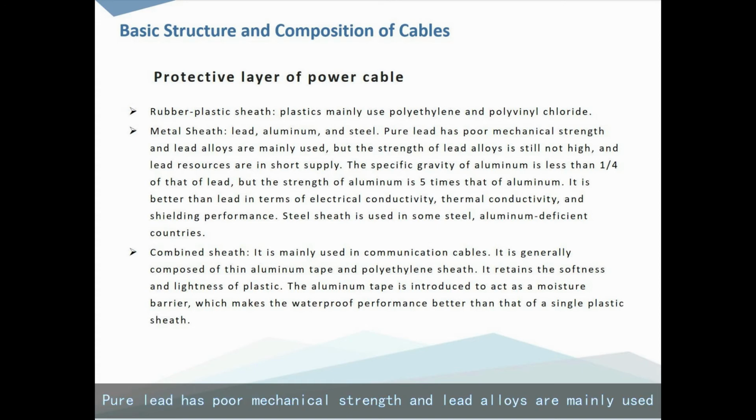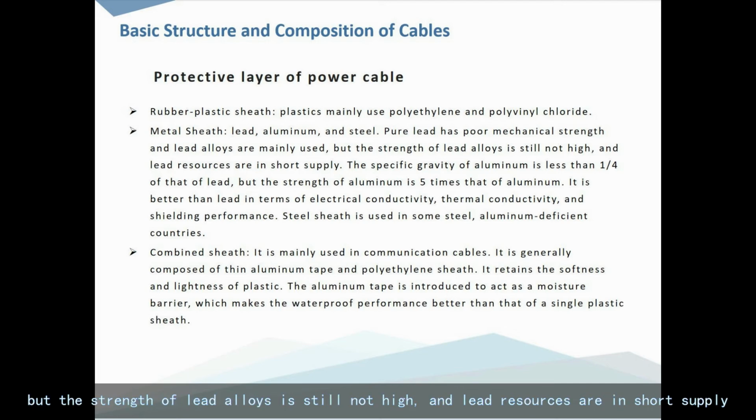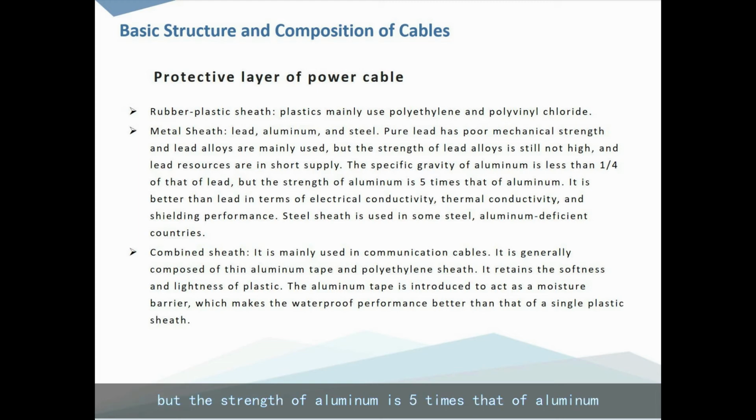Pure lead has poor mechanical strength and lead alloys are mainly used, but the strength of lead alloys is still not high, and lead resources are in short supply. The specific gravity of aluminum is less than 1/4 of that of lead, but the strength of aluminum is 5 times that of lead. It is better than lead in terms of electrical conductivity, thermal conductivity, and shielding performance. Steel sheath is used in some steel, aluminum deficient countries.